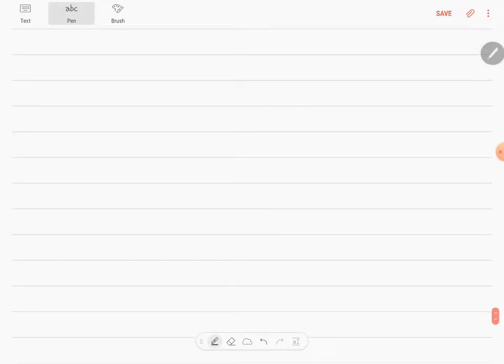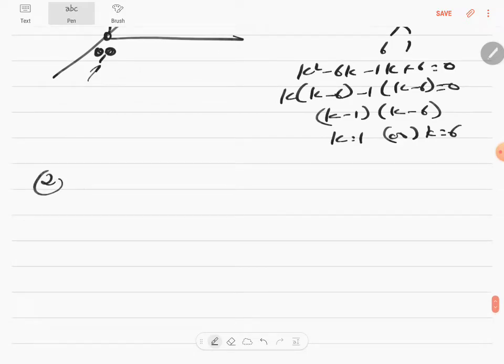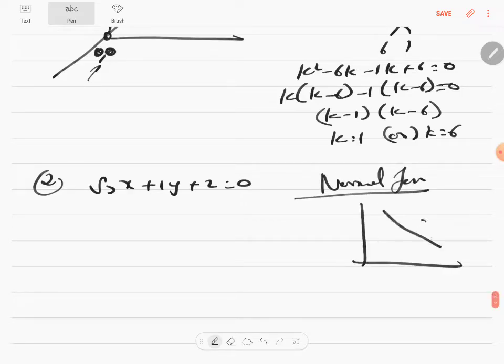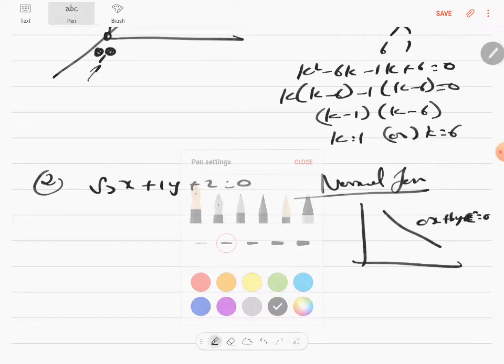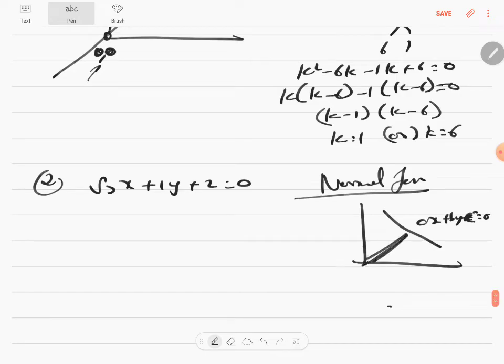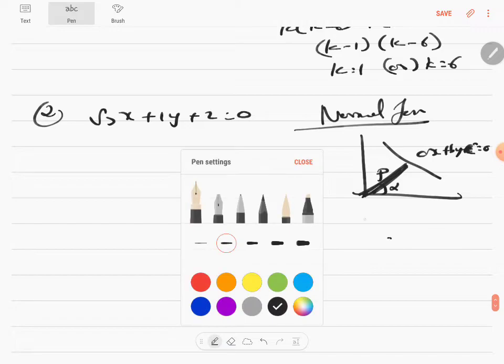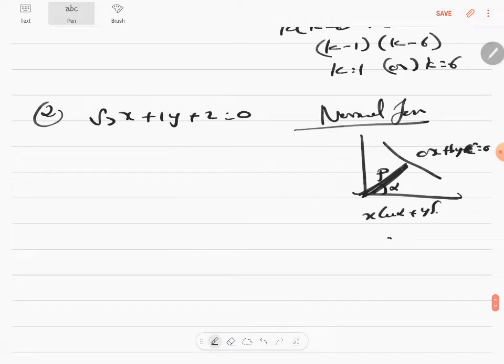The next question is root 3x plus 1y plus 2 is equal to 0. You have to convert it into normal form. What is a normal form? I told you that this line is ax plus by plus c is equal to 0. You are writing everything in terms of the normal, which makes an angle alpha and the distance is p. That's known as normal form, which is x cos alpha plus y sin alpha is equal to p.